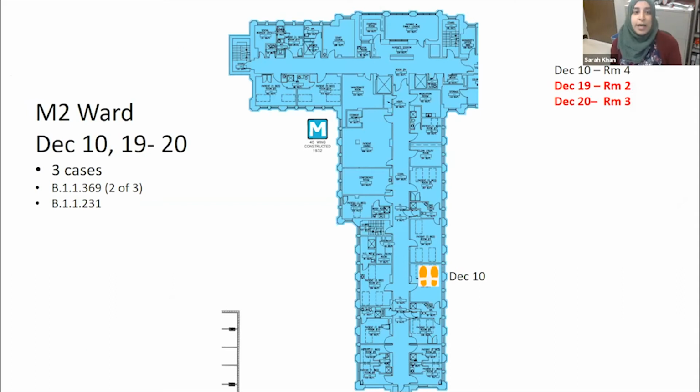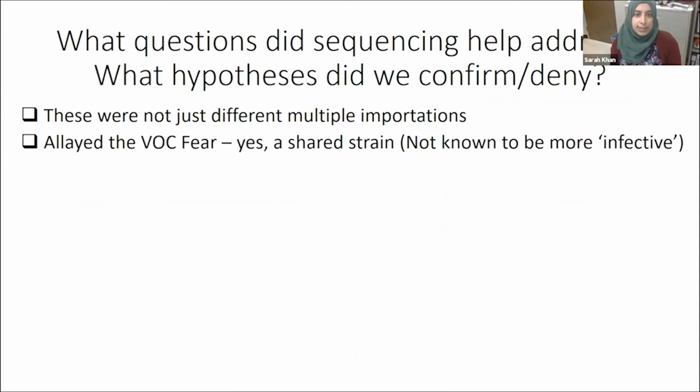And our last ward is M2, where we had essentially the single case that was a community import, but likely allowed us to detect these other cases relatively quickly. And it was 2 of 3 cases that were our B1369.